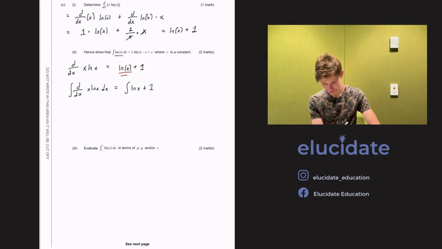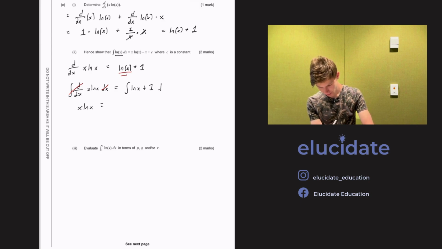Okay, so we're going to evaluate this. Now this one is the integral of a derivative, so we know from the fundamental theorem of calculus we can cancel these things out, and we're going to be left with x ln x. Now this one we don't actually know the integral of ln x, so we're going to leave that as the integral of ln x dx. And this one we know the integral of 1 is x plus c, constant of integration.